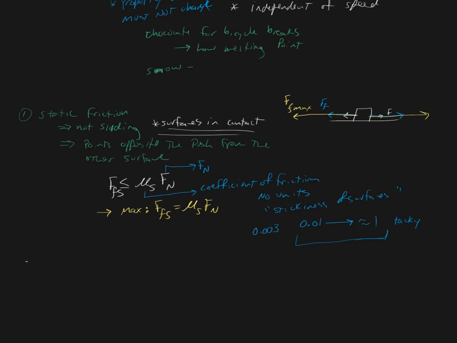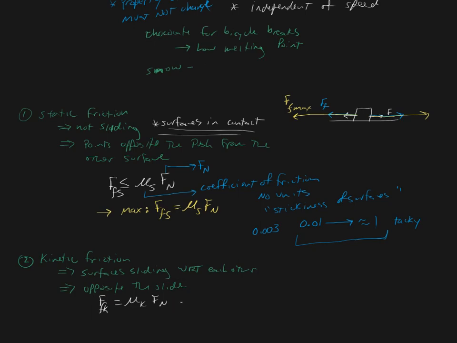Now, the second type of friction that we're going to concern ourselves with is called kinetic friction. And kinetic friction exists whenever the two surfaces are sliding with respect to each other. And this force is going to point opposite the slide. The kinetic friction force is very similar to the static friction force. It's going to be F sub K is equal to mu sub K times the normal force. And again, the coefficient of friction is basically the same thing that we had before. It's just a unitless number which describes the stickiness of the surface.